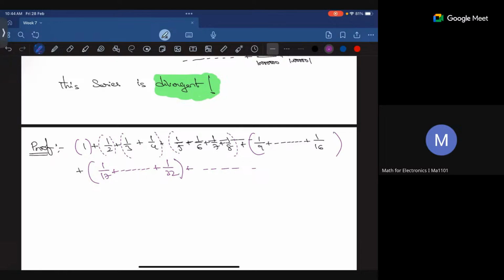Okay, so now I will be coming up with a new series which looks like this. I'm going to take 1 half, and then instead of 1 by 3, I'm going to take 1 by 4 plus 1 by 4. Instead of 1 by 5, 1 by 6, 1 by 7, I'm going to take 1 by 8, 1 by 8, 1 by 8 plus 1 by 8 plus. Instead of 1 by 9, 1 by 10, 1 by 11, there are 8 terms, right? All the terms I'm going to make 1 by 16.